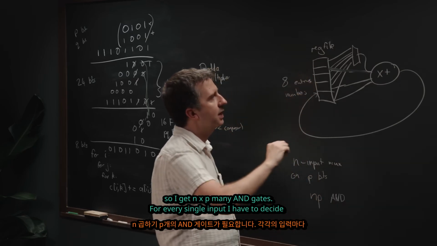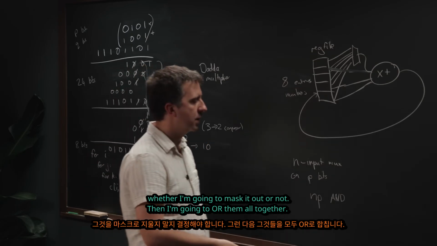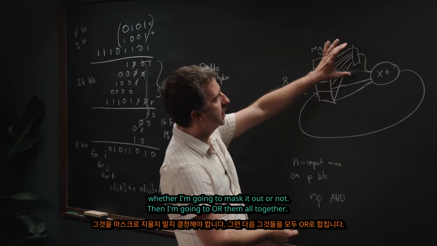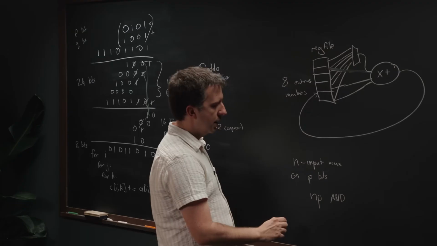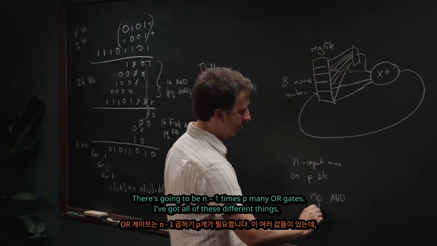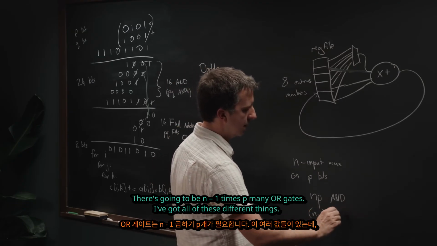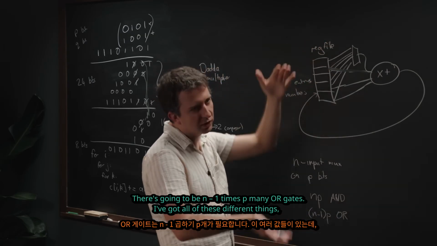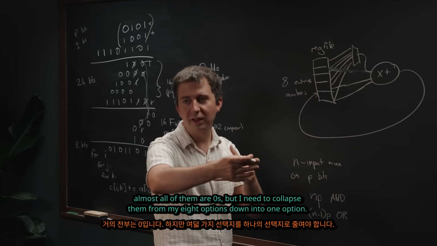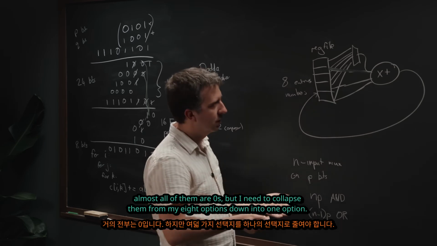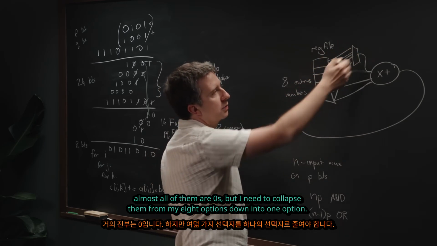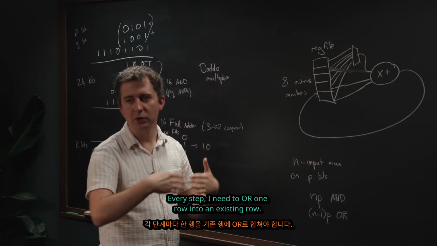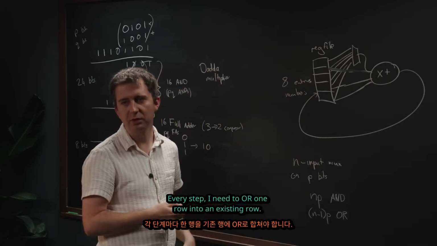For every single input, I have to say, am I going to mask it out or not? And then I'm going to OR them all together. So there are going to be n minus 1 times p many OR gates, which is saying I've got all of these different things, almost all of them are zeros, but I need to collapse them down from my 8 options into 1 option. So every step I need to OR 1 row into an existing row.